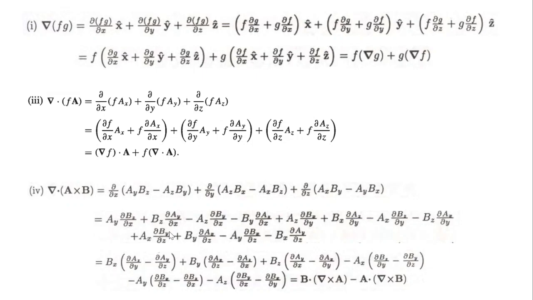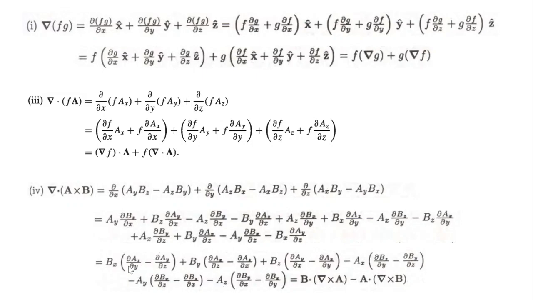Now what you have to do is you have to combine similar terms. So you have one bx here, one bx here. Combine these two, you get bx into dou az by dou y minus dou ay by dou z plus you have one by here, one by here. Combine these two. Similarly, you have one bz here, another bz here. So you combine these two. Similarly, you need to find similar terms for ax. You have two terms with ax, two terms with ay, two terms with az, right?